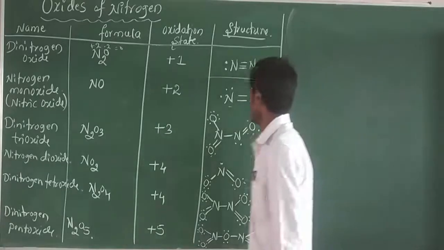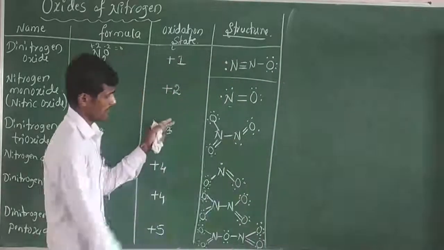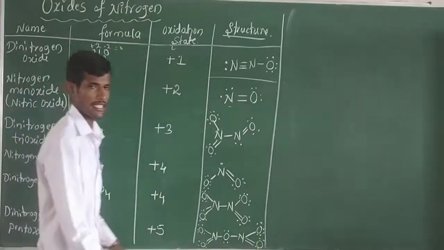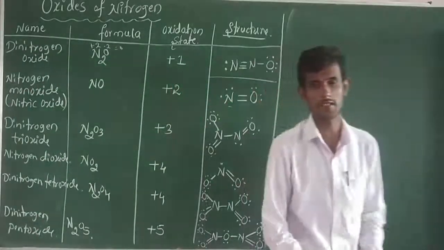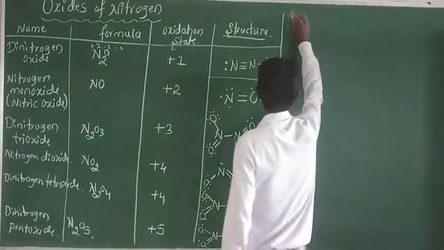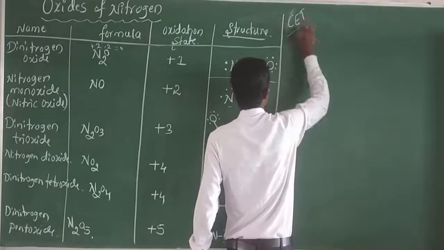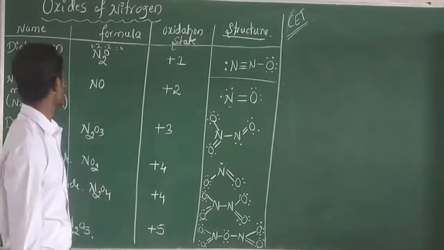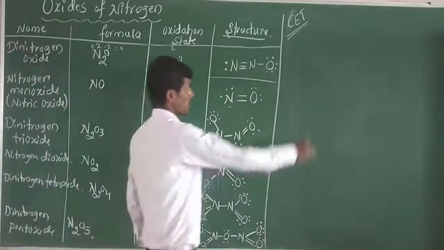Yes, in this concept, the structure of a particular oxide of nitrogen is very important. For 1 mark question it may be asked. Yes, let's go to the other concept. It is very important for CET purpose. The preparation of these oxides of nitrogen.